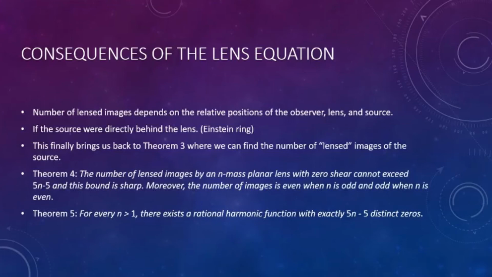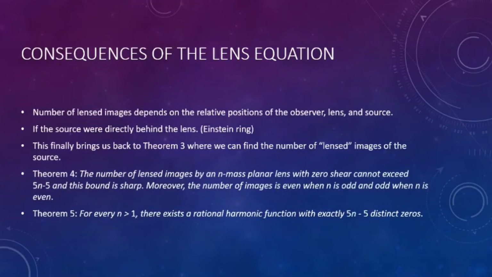It also works vice versa. For every n greater than 1, there exists a rational harmonic function which has exactly φn minus φ distinct roots. So if you see some φn minus φ number of images, then you can find a rational harmonic function of degree n which can give you the exact point of that light source. This is the basic idea behind gravitational lensing.